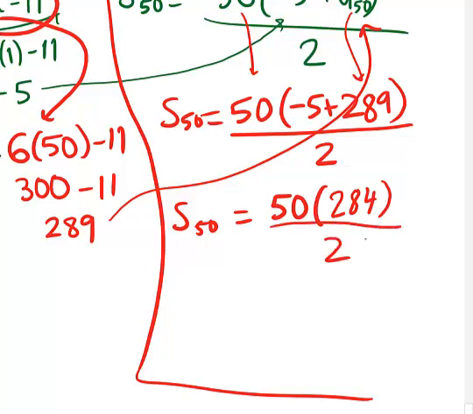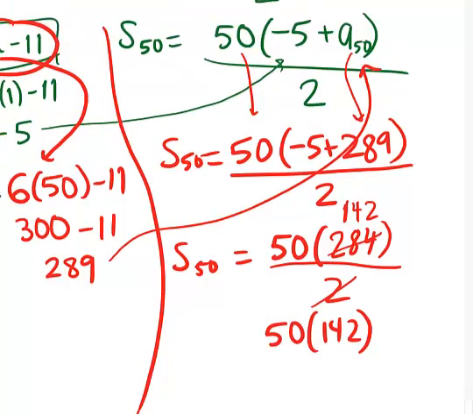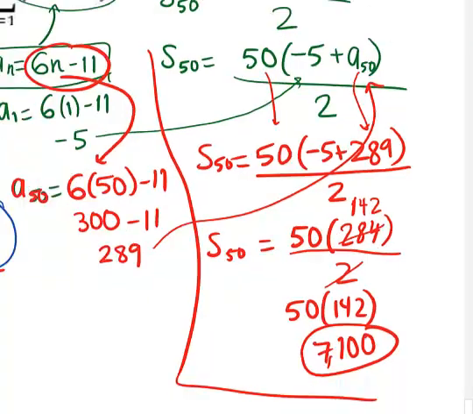And this simplifies, let me see. 2 can reduce with 50 or reduce with 284. 2 goes into 284 142 times. So it just comes down to 50 times 142. And I believe that's 7,100. That's a big number. Whew.